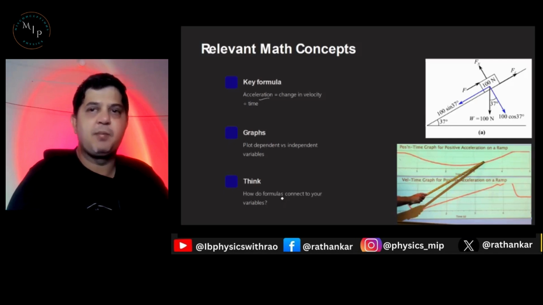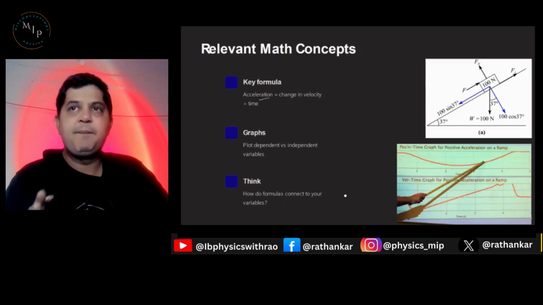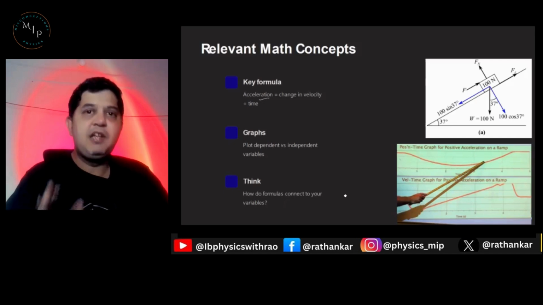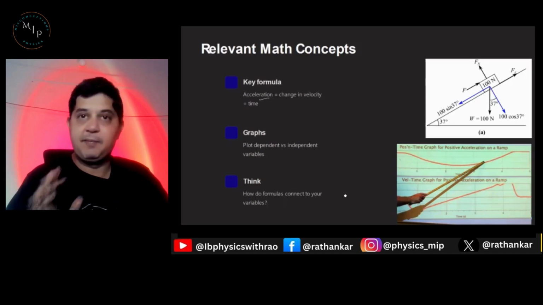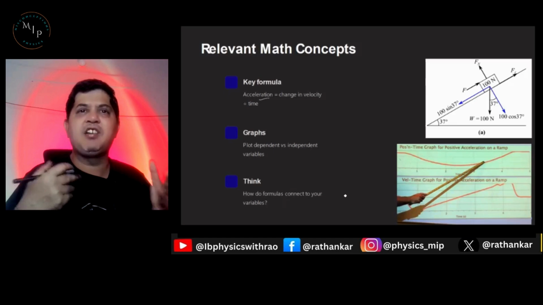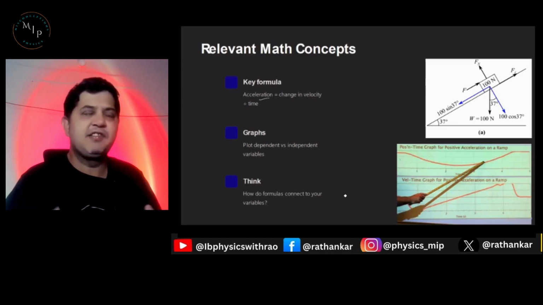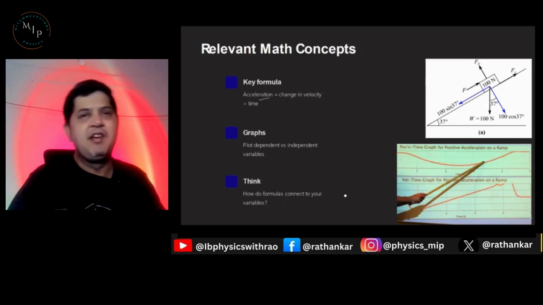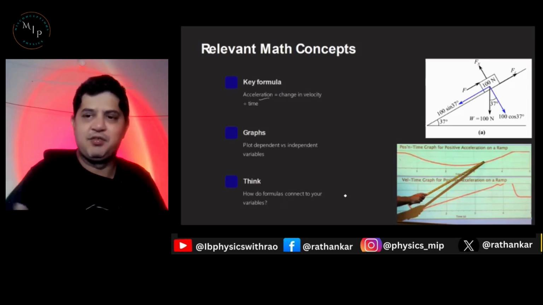You can think about how the formula connects to the variables. Always remember the formula that you write should be connecting to the variables. If it is not connecting to the variables, you are not giving the relevant maths. Don't start explaining all the kinematics over there. Kinematics is not necessary for an examiner. The examiner knows kinematics better than you, so don't mention all those things.